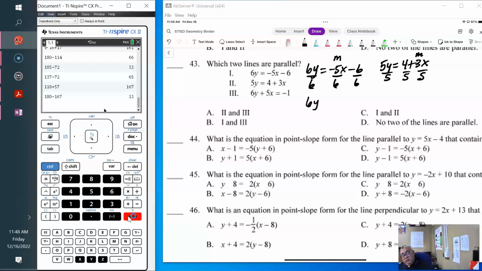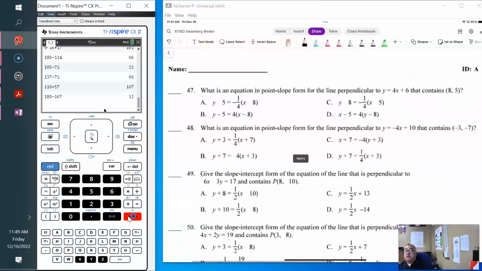So you have 6y plus 5x equals negative 1. That's in standard form, so you have to solve for y, so you subtract 5x. So 6y equals negative 5x minus 1. You still have to divide by 6. This is the one that requires more work. And you notice that negative 5 over 6 is the same as the first one. So line 1 and line 3 are parallel. So your answer is B. When you see a problem like this on the test, you have to solve for y. Okay, perpendicular slope.